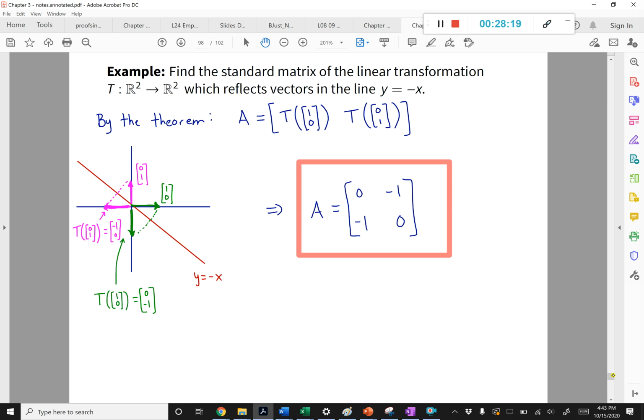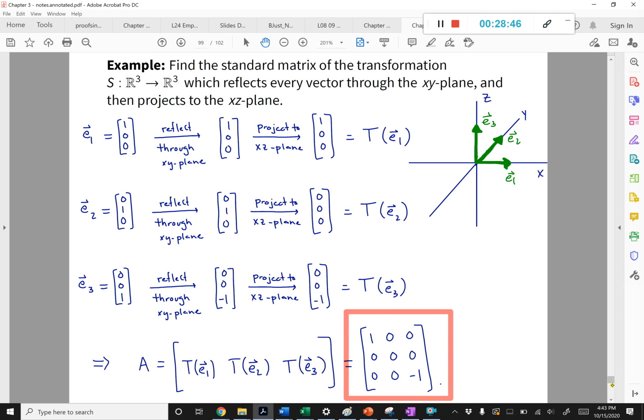So how about find the standard matrix of the linear transformation which reflects vectors in the line y equals negative x. We did a very similar example, except we were rotating it around 180 degrees. But the trick is you just have to look at the standard basis vectors and figure out where they go, and then where they go become your new columns. I'm not going to take time to go through this one, but you can come back, pause the video, and look through what they do.